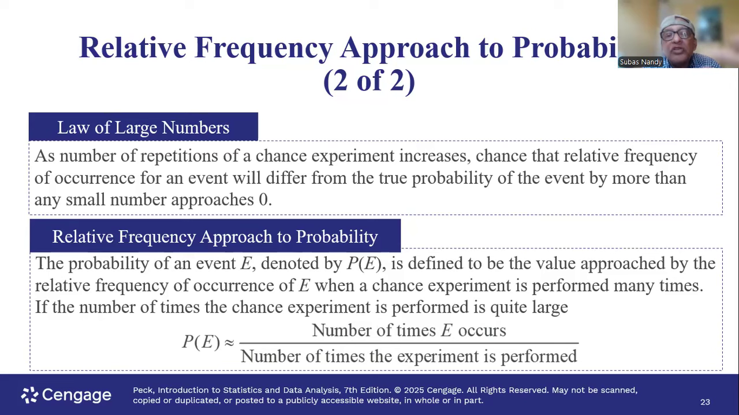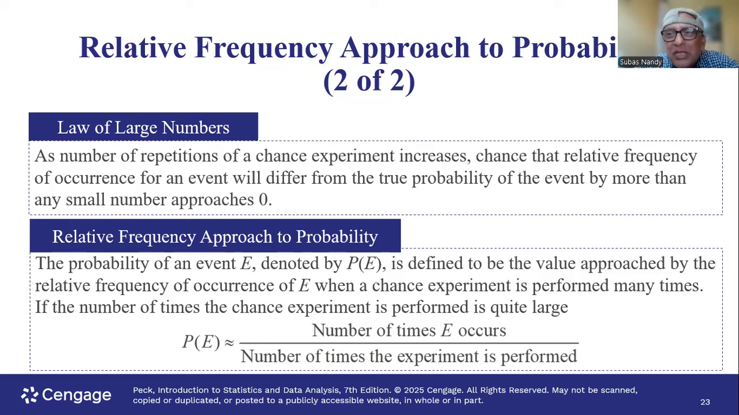Repetitions means you're tossing the coin many, many times. Relative frequency approach to probability. The probability of an event, denoted by P(E), is defined to be the value approached by relative frequency of occurrence of E when a chance experiment is performed many times. If the number of times the chance experiment is performed is quite large, then the probability of E is given by the number of times E occurs divided by the number of times the experiment is performed.